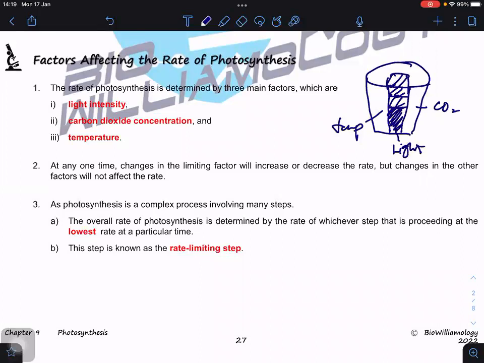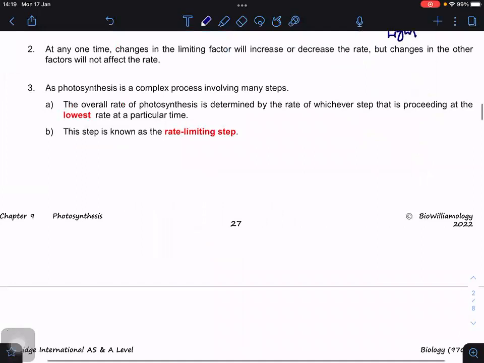Okay. So as photosynthesis is a complex process, whichever step is proceeding at the lowest rate at a particular time determines the entire process. It's something like the whole class. The pass rate doesn't depend on how many of you get A. If everyone in the whole class gets A and only one student fails, the pass rate won't be 100%. So it depends on the lowest one, the lowest supply. Are you clear? So the rate of photosynthesis always depends on the lowest supply.